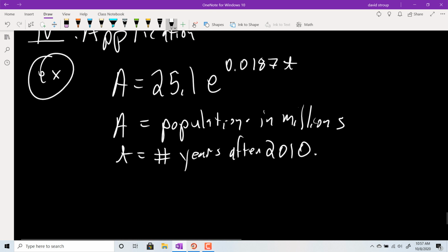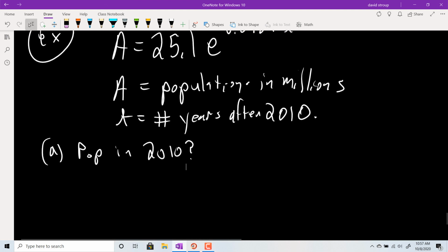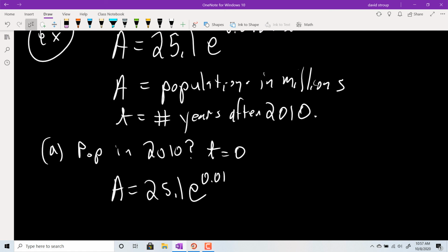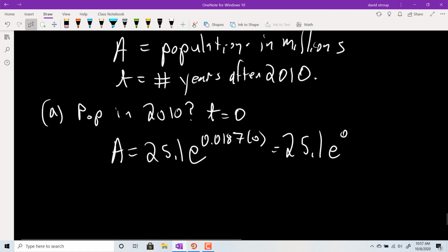So anyways, first off, they want to know the population in 2010. So what's the population in 2010? Okay. So you're just going to have to figure out t. In this case, t is equal to 0. So the population at that time will be 25.1 times e to the 0.0187 times 0. And that'll be 25.1 times e to the 0. Anything to the 0 power is 1, so it's just 25.1 million.